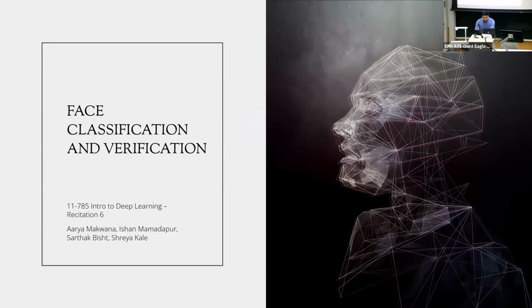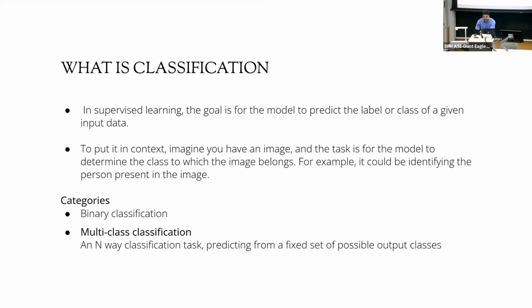So today we'll talk about face classification and verification. I'll start with the classification part, and then Ishan will take over for verification. So what is classification? Our goal is to predict the class label for any given input image. Because we have multiple classes, this is a multi-classification problem, and you'll have roughly 7,000 different people, and we want to predict which image is of which person. So each person becomes a class here.